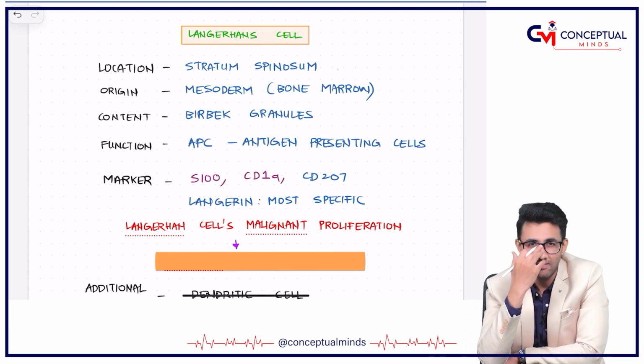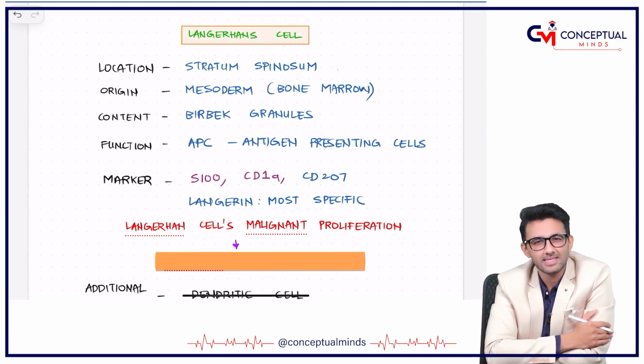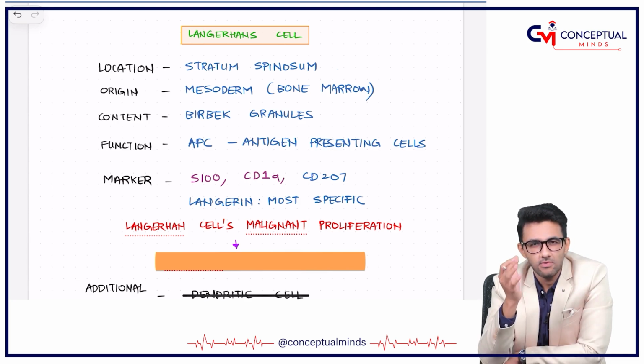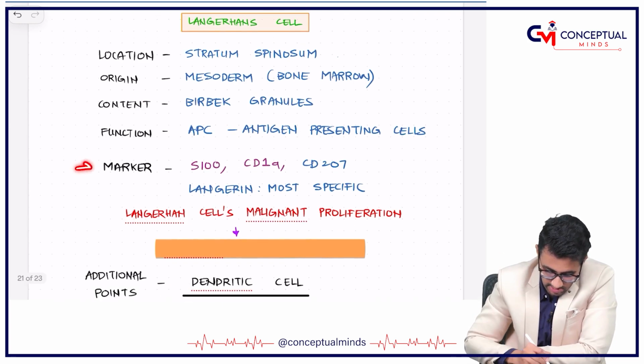So if you have done your pathology right, I hope you have, it is APCs, antigen presenting cells. What these do is they take up the antigen, process it, and show it on their surfaces so that the macrophages can come and process it and create a response, right? So antigen presenting cells, this is quite an interesting topic. Okay, so the next one are the markers.